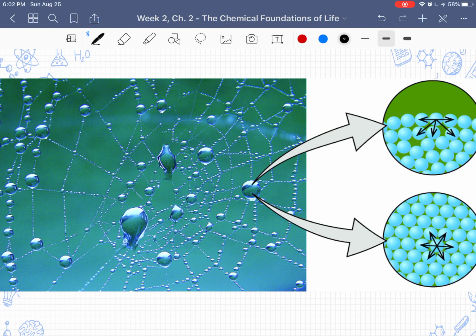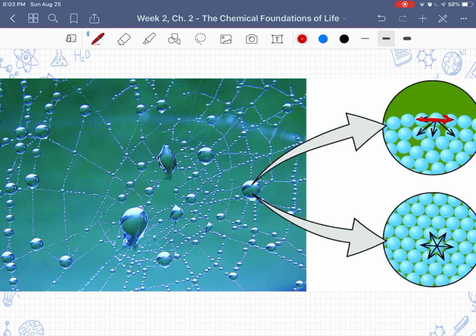Here's an example of surface tension. On a spider web, you see the droplets holding together, and the cohesiveness of the water molecules is pulling the droplets together, and surface tension is holding them together. So what you're seeing is a distribution of force. Remember when I told you that there's physics in biology? Here's some of those physics in biology.